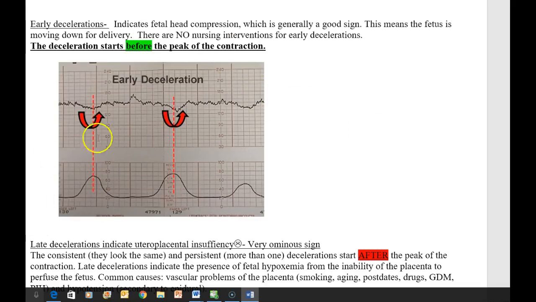So when we see the deceleration start prior to the peak of the contraction, we're happy. These are a good thing. These are called early decelerations, and this only means head compression. Head compression is great because we need head compression for a vaginal delivery. There are no interventions for early decelerations.